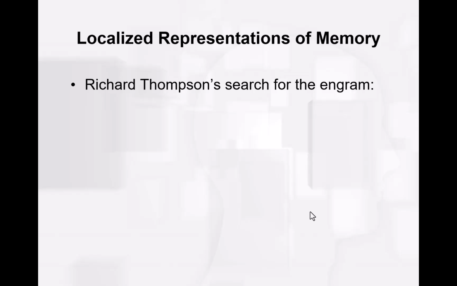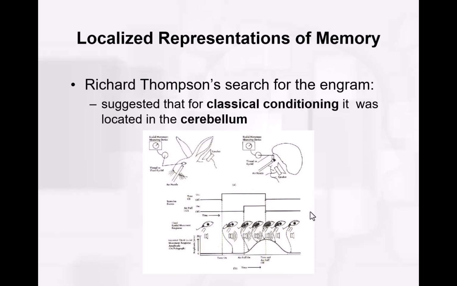So Richard Thompson's search for the engram suggested that for classical conditioning, it was located in the cerebellum. This is a diagram of the paradigm that he used. Basically, you had the rabbit connected to a contraption which can measure the eye blink response. You can do the same thing in humans. They would give a puff of air into the eye, and the puff of air naturally causes the animal to blink its eye. Here you can see tone on, air puff, and then over time the animal learns to blink its eye in response to the tone by itself and not just the puff of air.